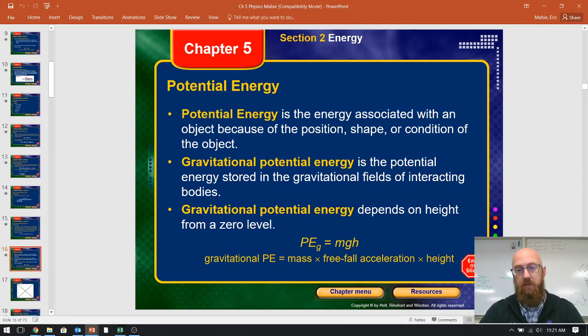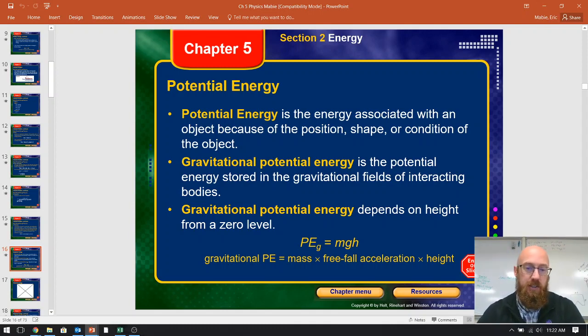So, potential energy. Energy is associated with a shape, a position, or a condition of the object itself. So, example, position. You take a pot and you put it up very high. Well, guess what? That's got potential energy. As it starts to fall, it'll change to kinetic energy. Specifically, gravitational potential energy is that pot sitting on that shelf. Okay?